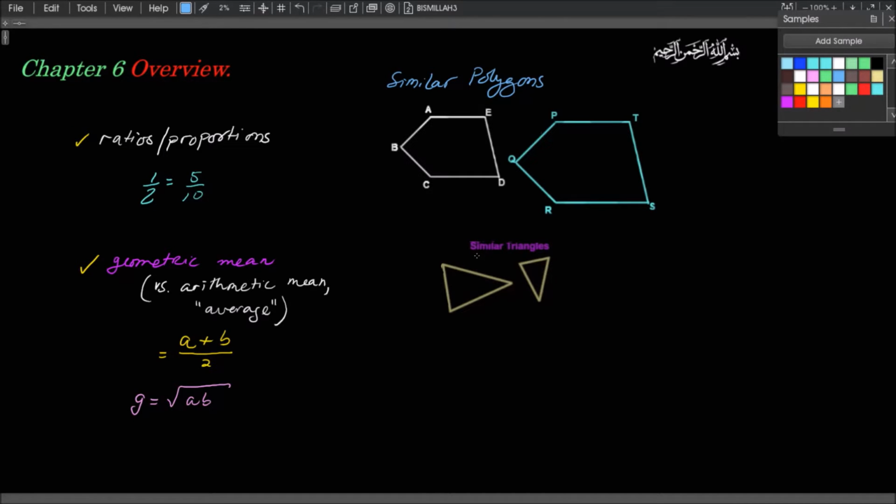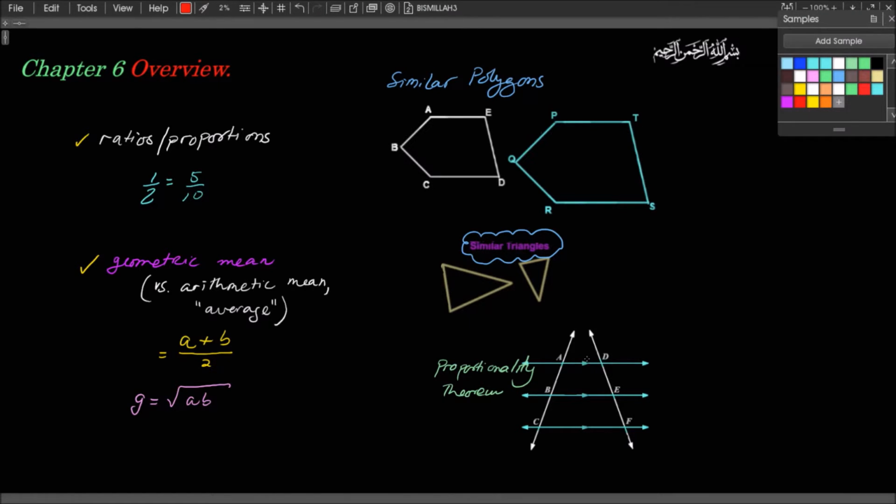After we have learned the basic concepts of similar polygons, we shall apply that to triangles that are similar. Triangles being, of course, an example of a polygon. After we talked about similar triangles, we shall talk about the proportionality theorem. The proportionality theorem concerns parallel lines and how they divide other lines in proportions, and hence again tying to the basic concept of ratios and proportions.